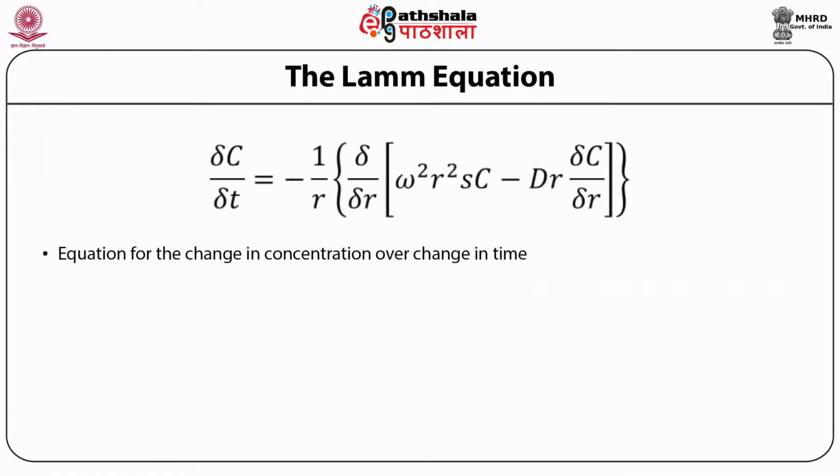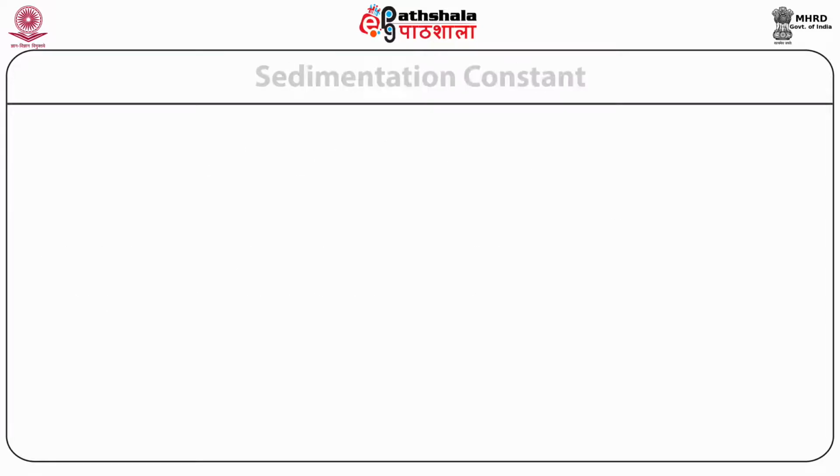indicating that the separation of molecules occurs. The equation for change in concentration over time is expressed by the Lamm equation, which is used to predict the boundary shape and what it will look like. In the given Lamm equation, you can see that delta C by delta T equals 1 by r d by dr of (omega square r square s C minus D r delta C by dr). So this Lamm equation is utilized for the change of concentration over change in time.